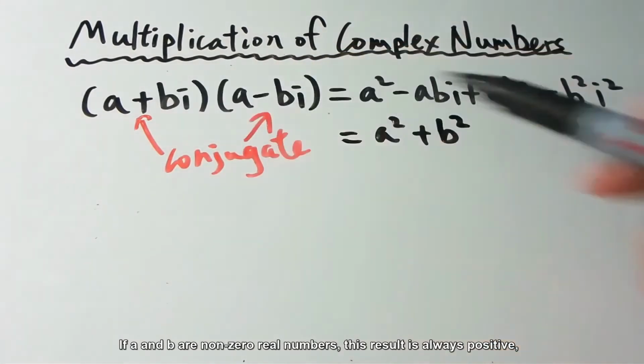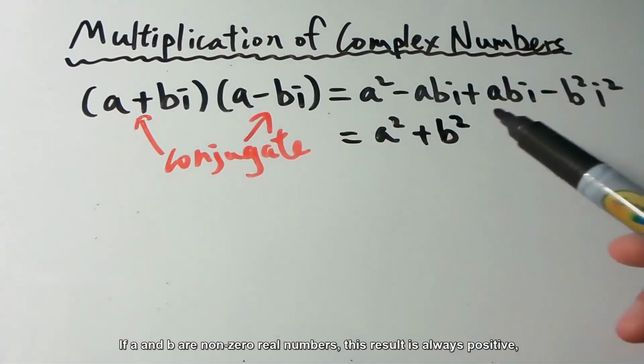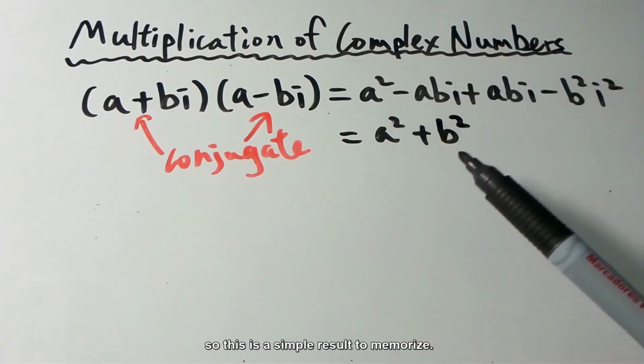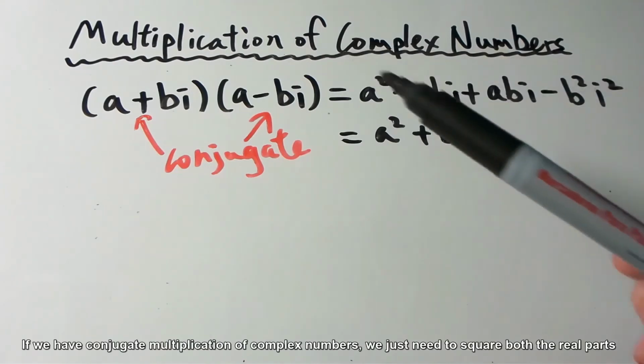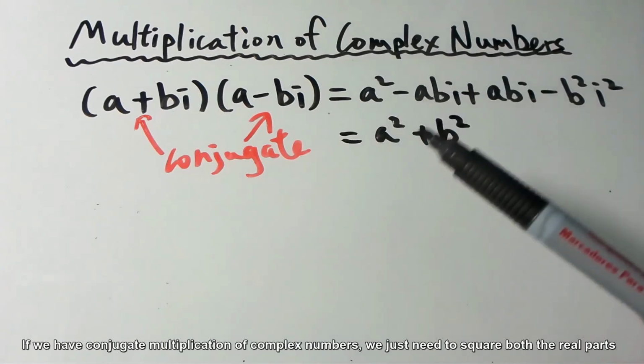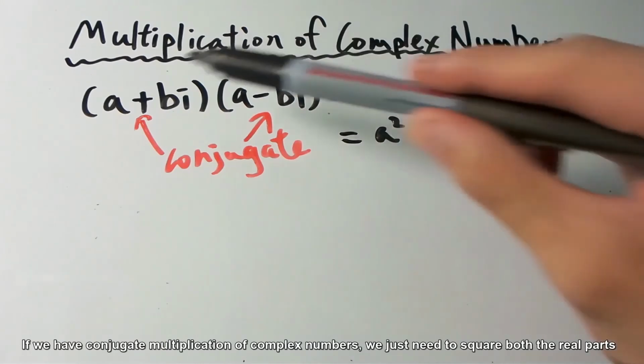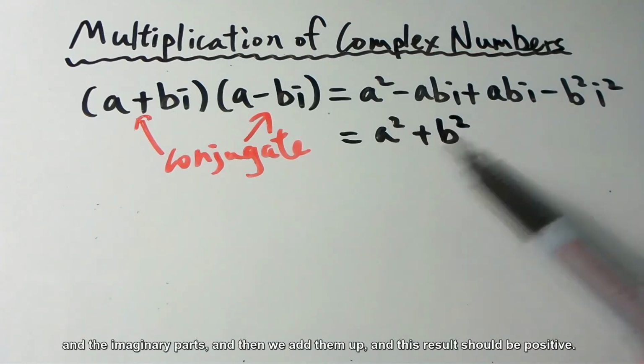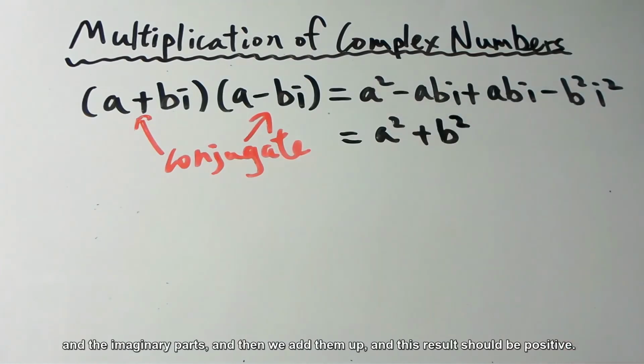If a and b are non-zero real numbers, this result is always positive. So this is a simple result to memorize. If we have conjugate multiplication of complex numbers, we just need to square both the real parts and the imaginary parts, and then we add them up, and this result should be positive.